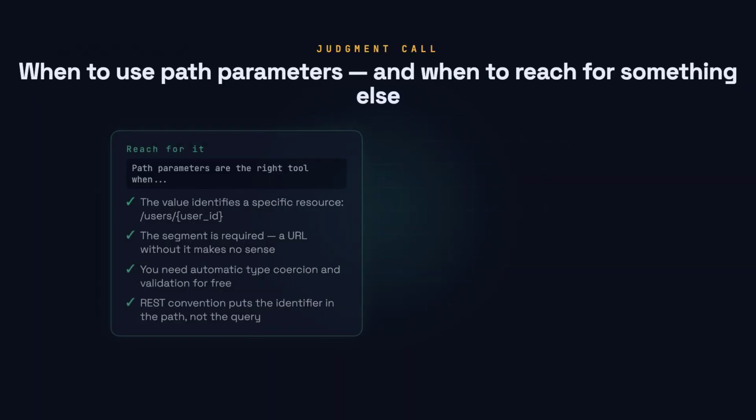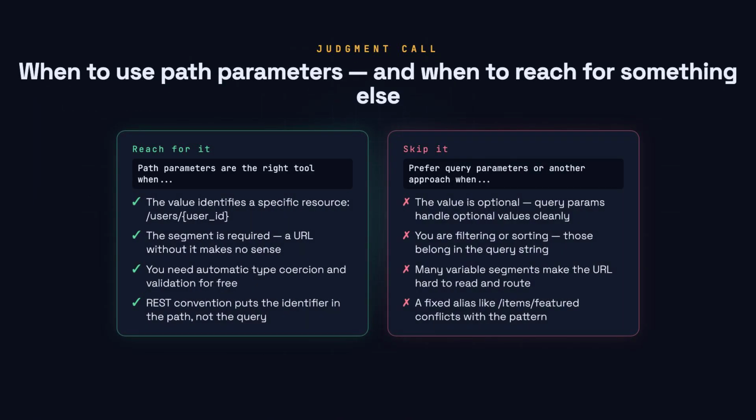Use a path parameter when the value is the identity of the resource. It is required, it belongs in the URL structure, and removing it would make the URL meaningless. Skip path parameters when the value is optional, when you are expressing a filter or sort order, or when you have many dynamic segments that make routing logic confusing. And always remember, if you need a fixed route that shares the same URL shape as a variable one, declare the fixed route first in your file so FastAPI matches it before the variable pattern.